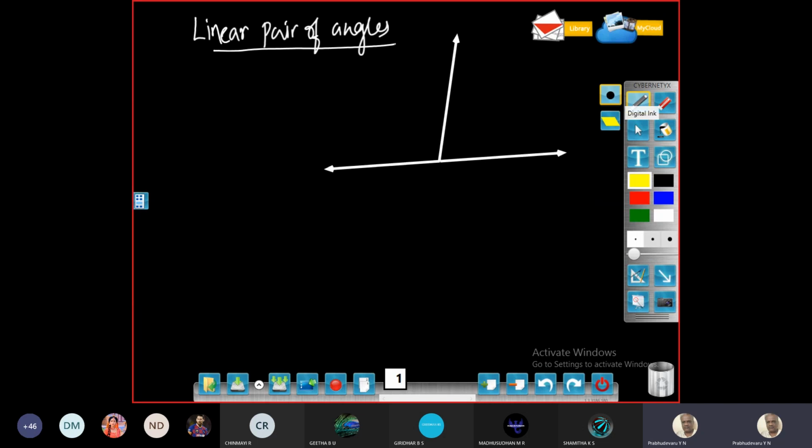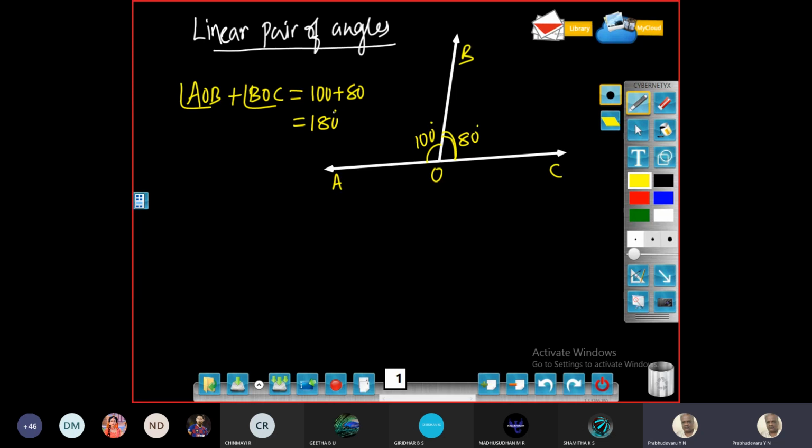So now we have two angles. One is measuring 80 degrees and the other one is measuring 100 degrees. So you can call this as AOB, BOC. Look at these angles, AOB plus BOC, both are equal to 100 plus 80, it is 180 degrees. So that means it is linear. These two angles are linear, making 180 degrees, therefore they are linear.